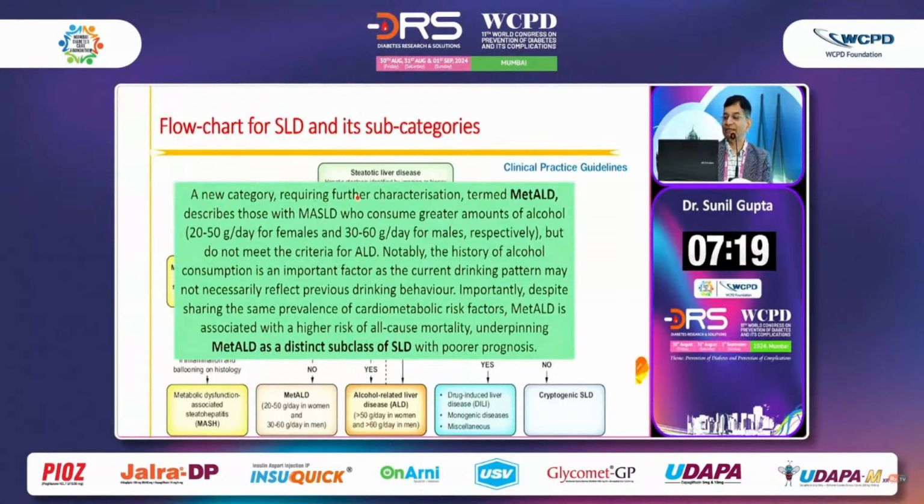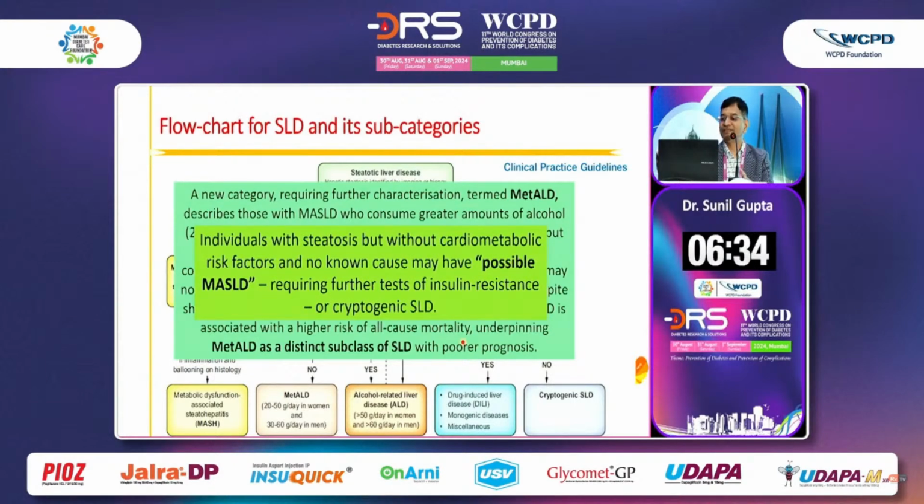So this is a new category requiring further characterization termed MetALD, which describes those with MASLD who consume a greater amount of alcohol, 20 to 50 gram per day for female, 30 to 60 gram for male, but do not meet the criteria of ALD. Notably, the history of alcohol consumption is an important factor, as the current drinking pattern may not necessarily reflect the previous drinking habits. Importantly, despite sharing the same prevalence, cardiometabolic risk with MetALD is associated with higher risk of all-cause mortality, and also a poorer prognosis. So don't underestimate this particular group, and many of us will get disappointed if you are being classified as MetALD. So an individual with steatosis but without cardiometabolic risk, also known as possible MASLD, is a new terminology.